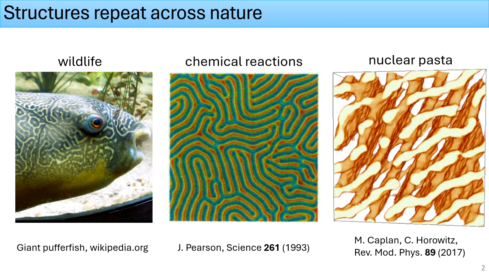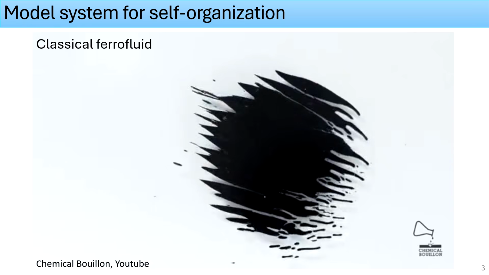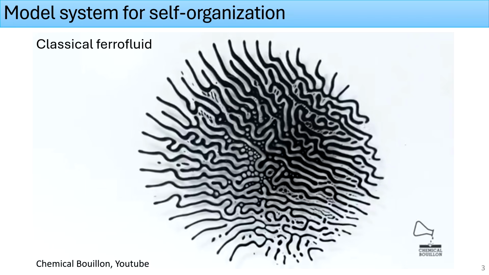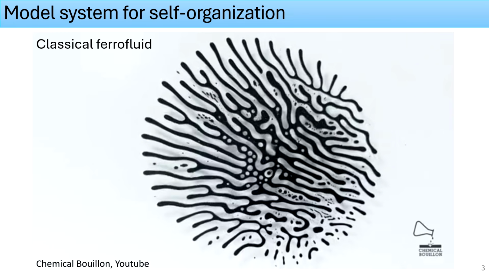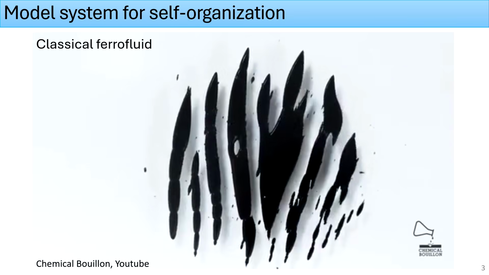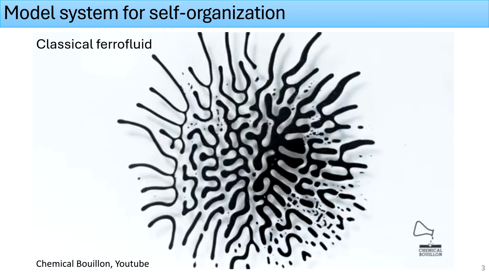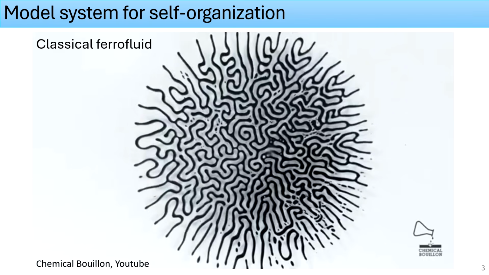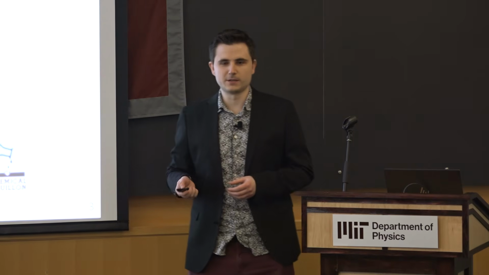But there are some systems that are particularly flexible. For example, this is a classical ferrofluid. These are fine magnetic particles that are suspended in a fluid. And if you apply a magnetic field and you move it around, you can see it transitions through all sorts of phases: droplets, stripes, honeycombs. And so this sort of system is quite flexible to understand what causes the pattern formation in various systems.